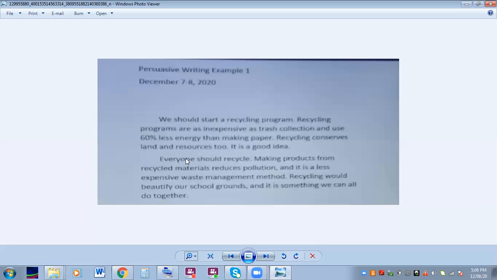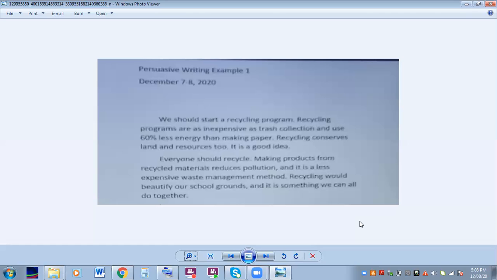The next paragraph, we started with the sentence, everyone should recycle. Then we wrote another 1, 2, 3, 4 reasons why we thought it's a good idea. All right, let's read the paragraphs together and see what we came up with. Now remember, as the person who's listening to this writing, it's my job to convince you to think the way that I think. So you're listening to see if I gave you enough information to make you believe like I believe. All right, so the paragraphs are as follows.